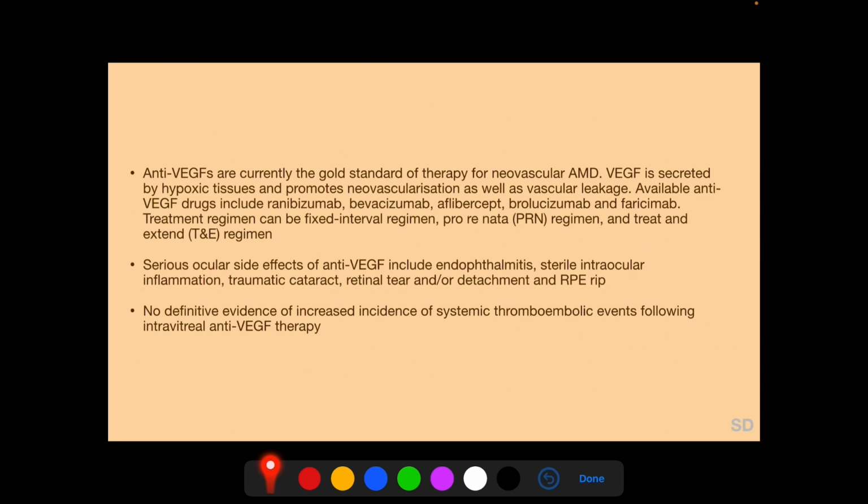Serious ocular side effects of anti-VEGF therapy include endophthalmitis, sterile intraocular inflammation, traumatic cataract, retinal tear and/or detachment, and retinal pigment epithelial rip. No definitive evidence of increased incidence of systemic thromboembolic events following intravitreal anti-VEGF therapy has been found.